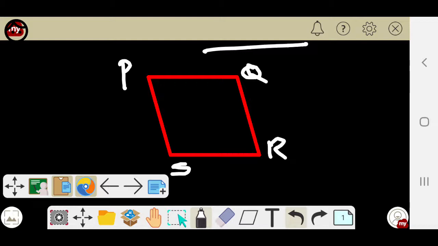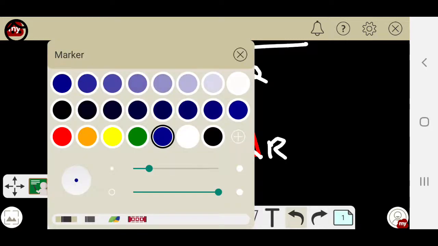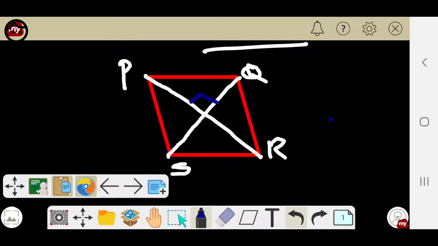Diagonals of a rhombus are perpendicular bisectors. Perpendicular means, here first we have to consider two diagonals. One is PR and the next one is QS. We have to prove that the angle formed while intersecting two diagonals is 90 degree. We have to prove any one angle 90 degree. Total 1, 2, 3, 4 angles. If one is 90 we can prove the others also 90 degree.